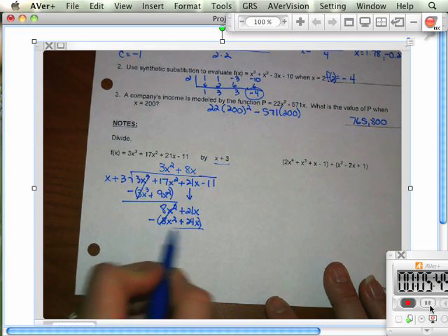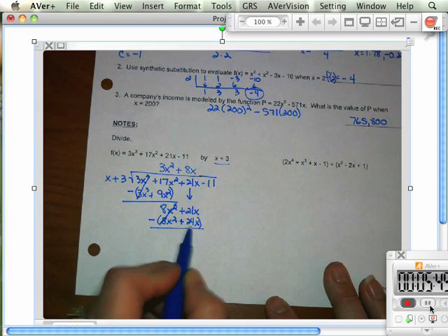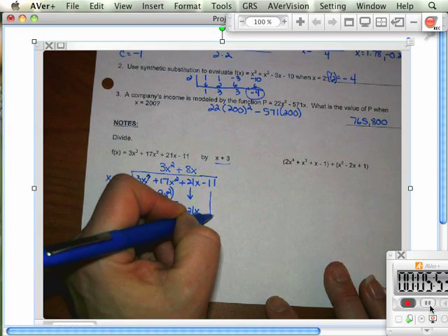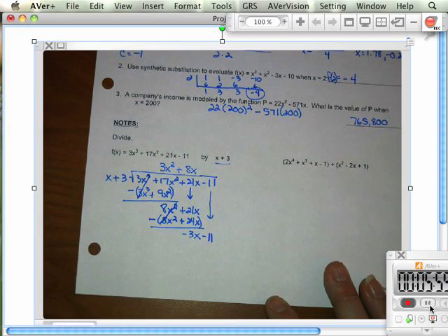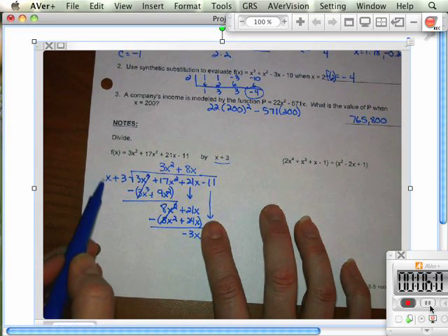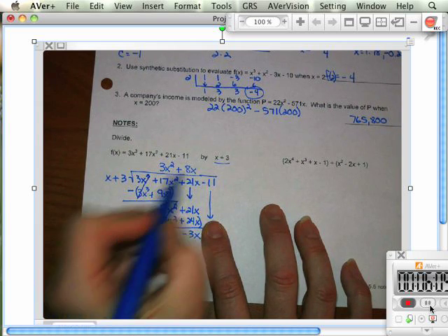And you have 21x, take away 24x, you have negative 3x. Bring down the minus 11. And you're almost done. Again, you're going to cover that up, and you're going to say, what do I have to multiply x by to equal negative 3x? So I have to multiply it by a minus 3.